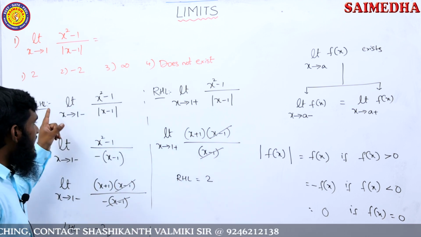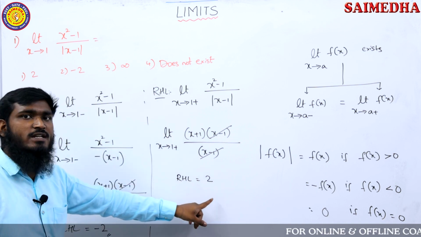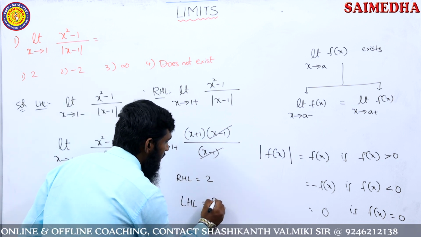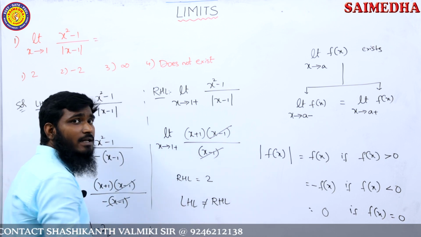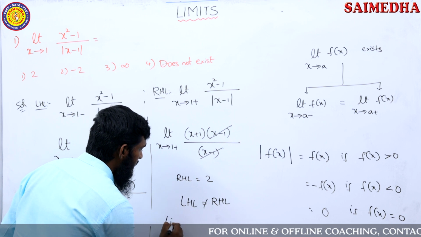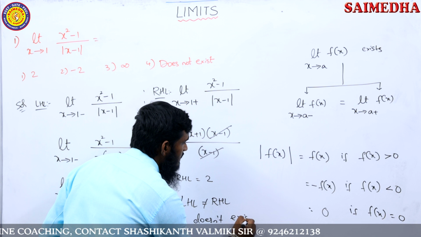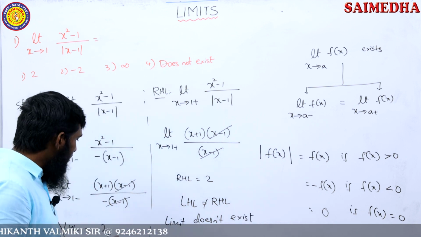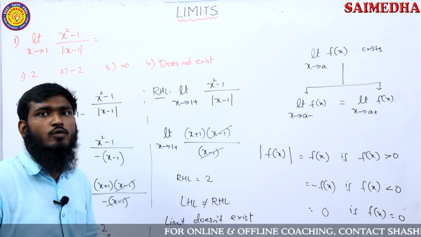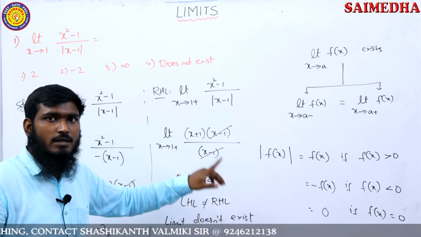So what are we getting here? The LHL value is equal to minus 2 and the RHL value is equal to plus 2. So what can we say? LHL is not equal to RHL. Left hand limit is not equal to right hand limit. So the limit doesn't exist. If the LHL value is 2 and the RHL value is also 2, then the limit value is also 2, but we are not getting the same answer here. So that's why the limit doesn't exist.